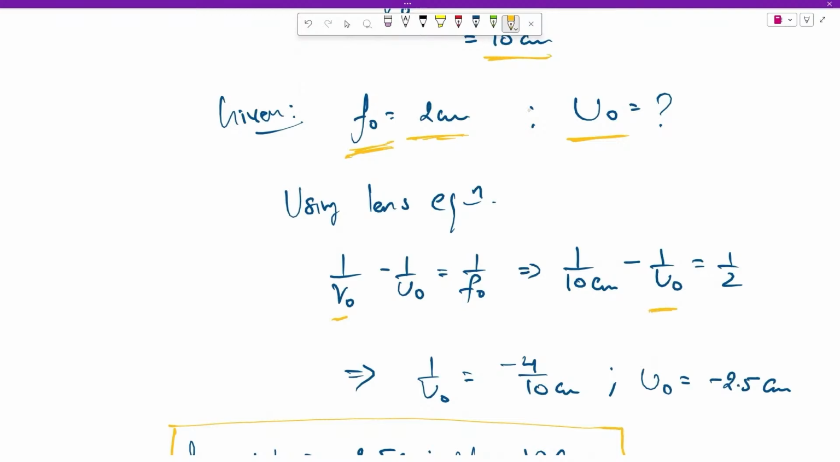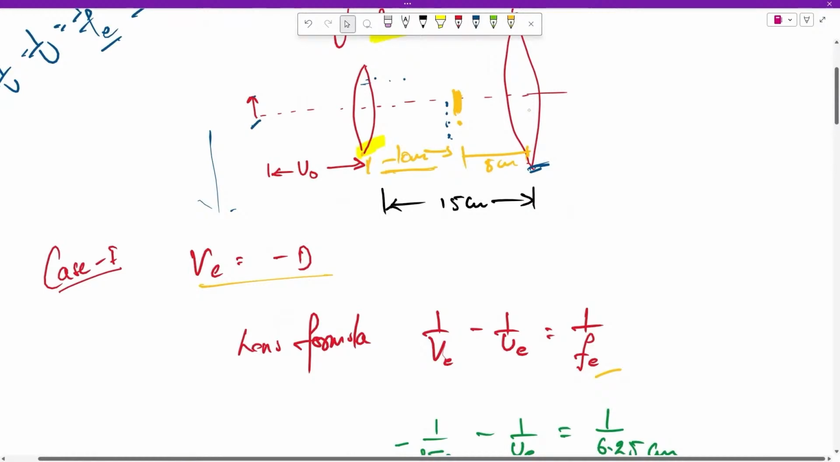So solving this, we have got a value of U as minus 2.5 centimeter. So the solution of the first case is here, that is, if the object is kept at 2.5 centimeter from the left of the objective lens, then we will get a final image at a distance of 25 centimeter from the left of the eyepiece.